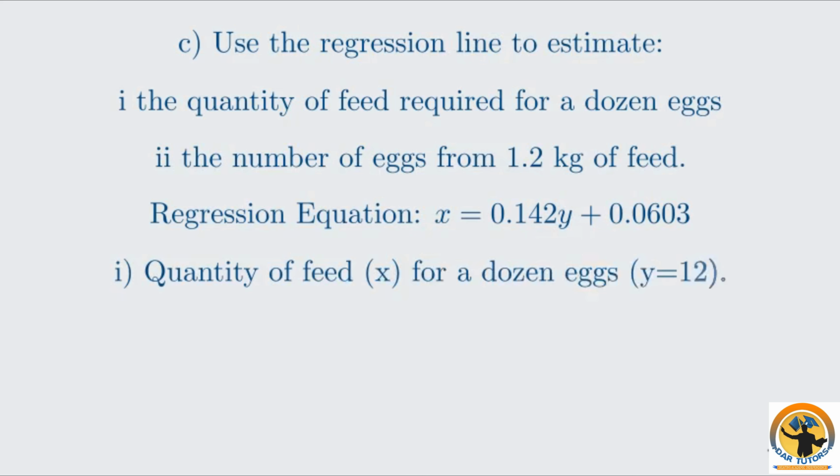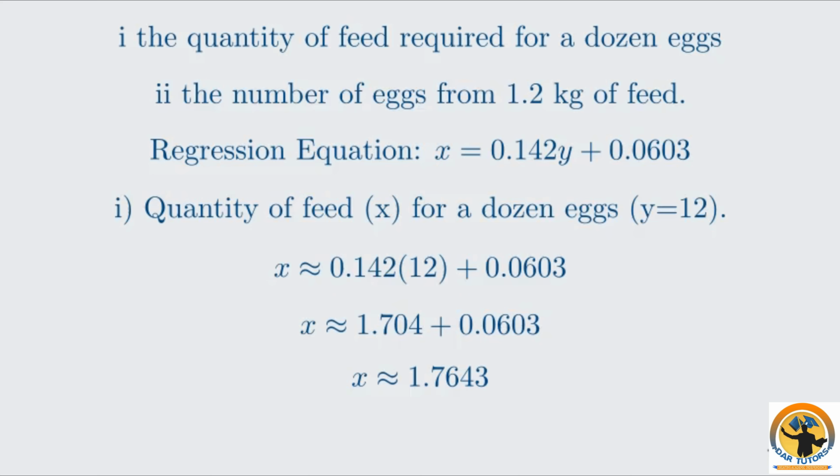For part 1, we need to estimate the quantity of feed, x, required for a dozen eggs. A dozen eggs is 12 eggs, so y = 12. We substitute y = 12 into our regression equation. So x is approximately 0.142 times 12 plus 0.0603, which gives us about 1.764 kilograms. We round our answer appropriately.